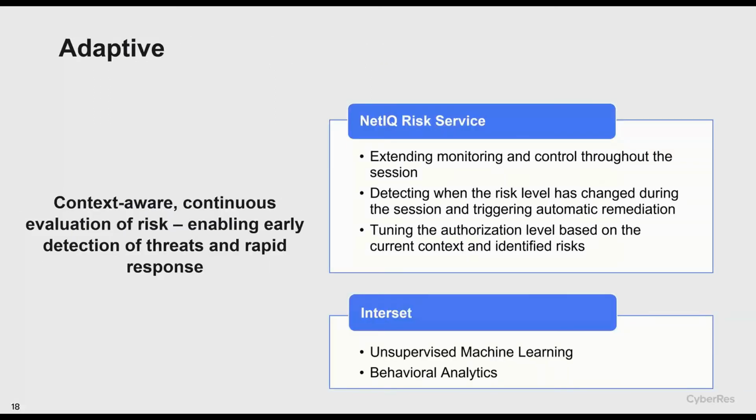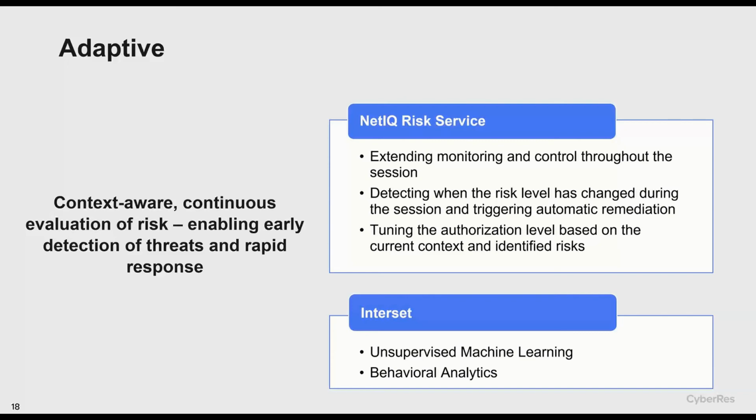And to be adaptive, really taking in the context and providing that continuous evaluation of risk, we provide our risk service. So this is really helping extend the monitoring and control throughout the session, detecting when risk levels have changed. So if the risk level changes for whatever reason during the session, we can trigger automatic remediation, and also tuning the authorization levels based off of current context and identified risks.